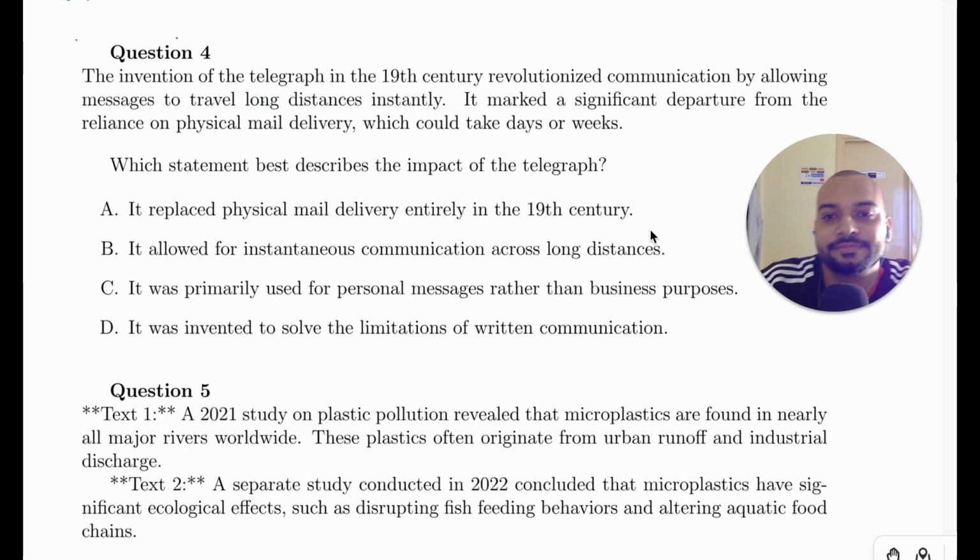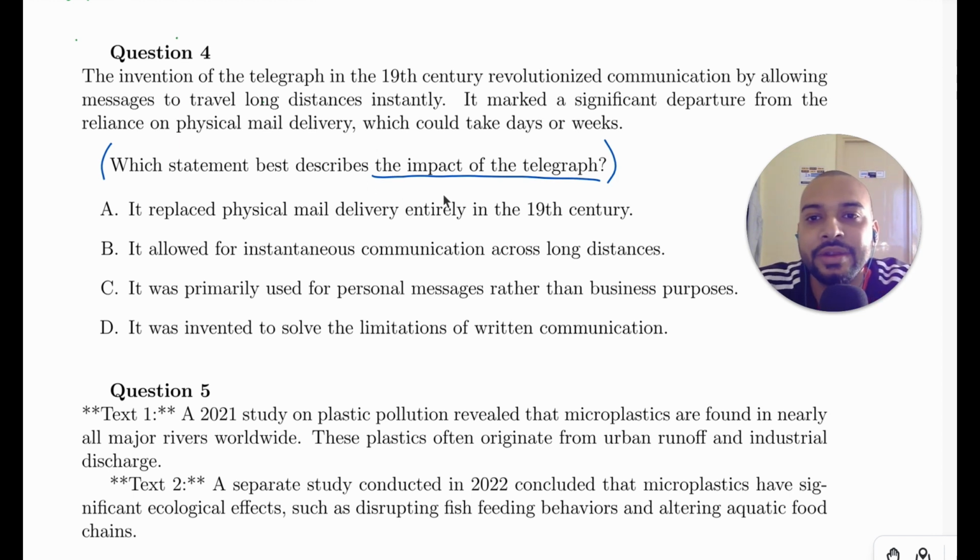Question number 4. Let's read the question instruction. Which statement best describes the impact of the telegraph? Impact of the telegraph. That's what we need to describe. Underline this. Remember this. Now read the passage. The invention of the telegraph in the 19th century revolutionized communication by allowing messages to travel long distances instantly. It marked a significant departure from the reliance on physical mail delivery, which could take days or weeks. Two statements are there.